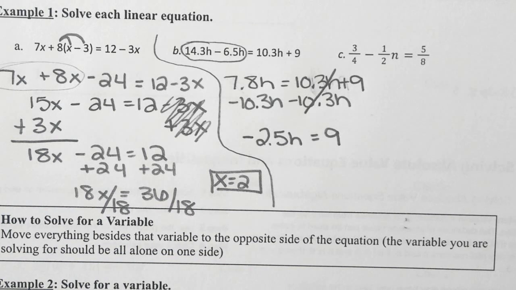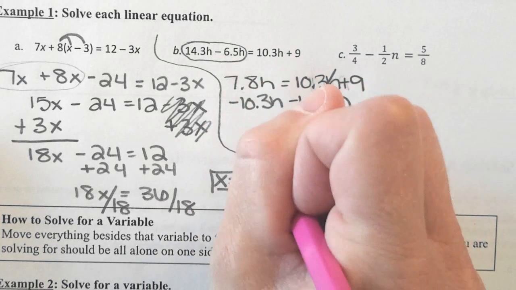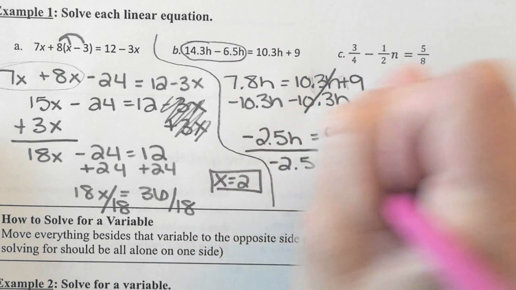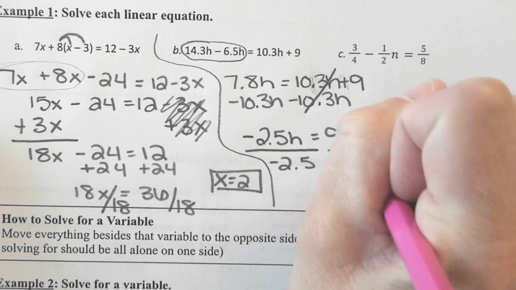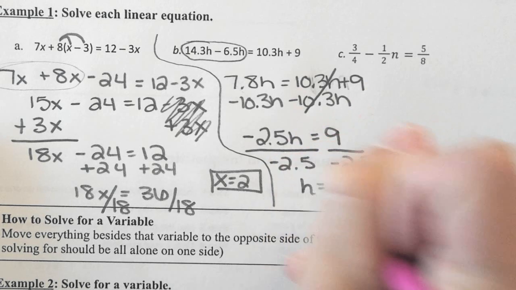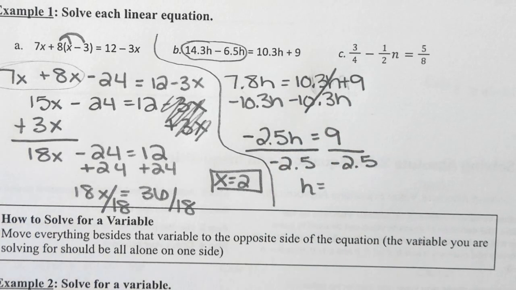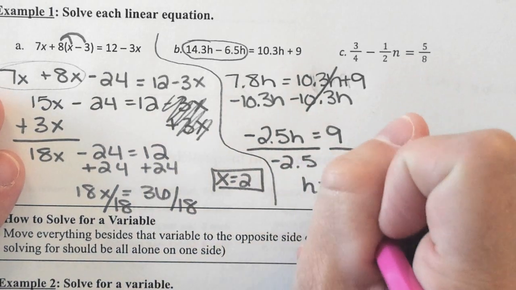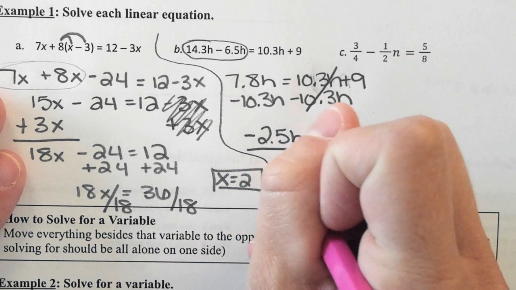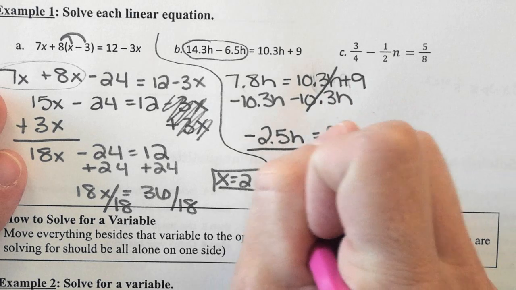Now what do I do? Divide. If I divide by negative 2.5, what do I get? Yep, I agree with negative 3.6. And again, we can double check our work, plug it back in, make sure it works.